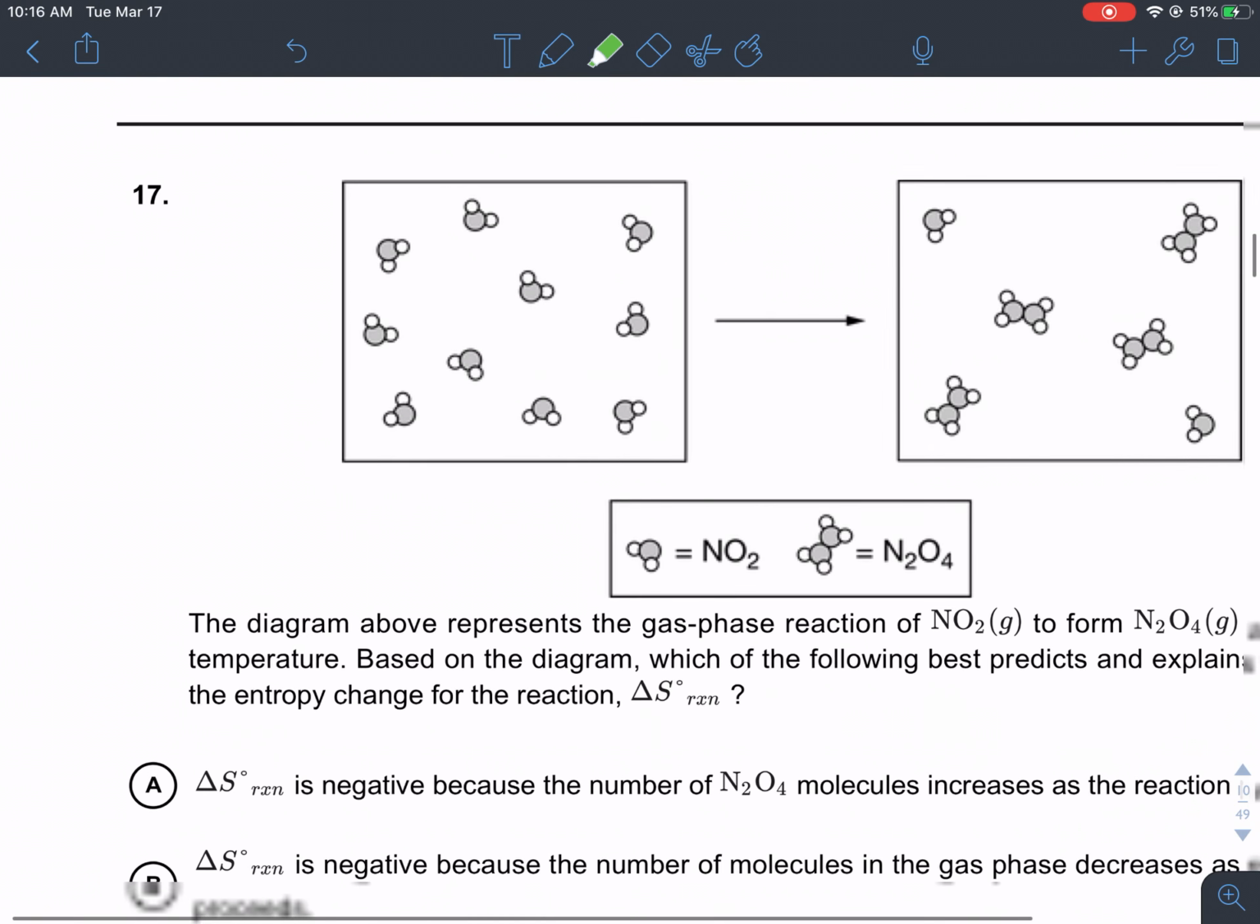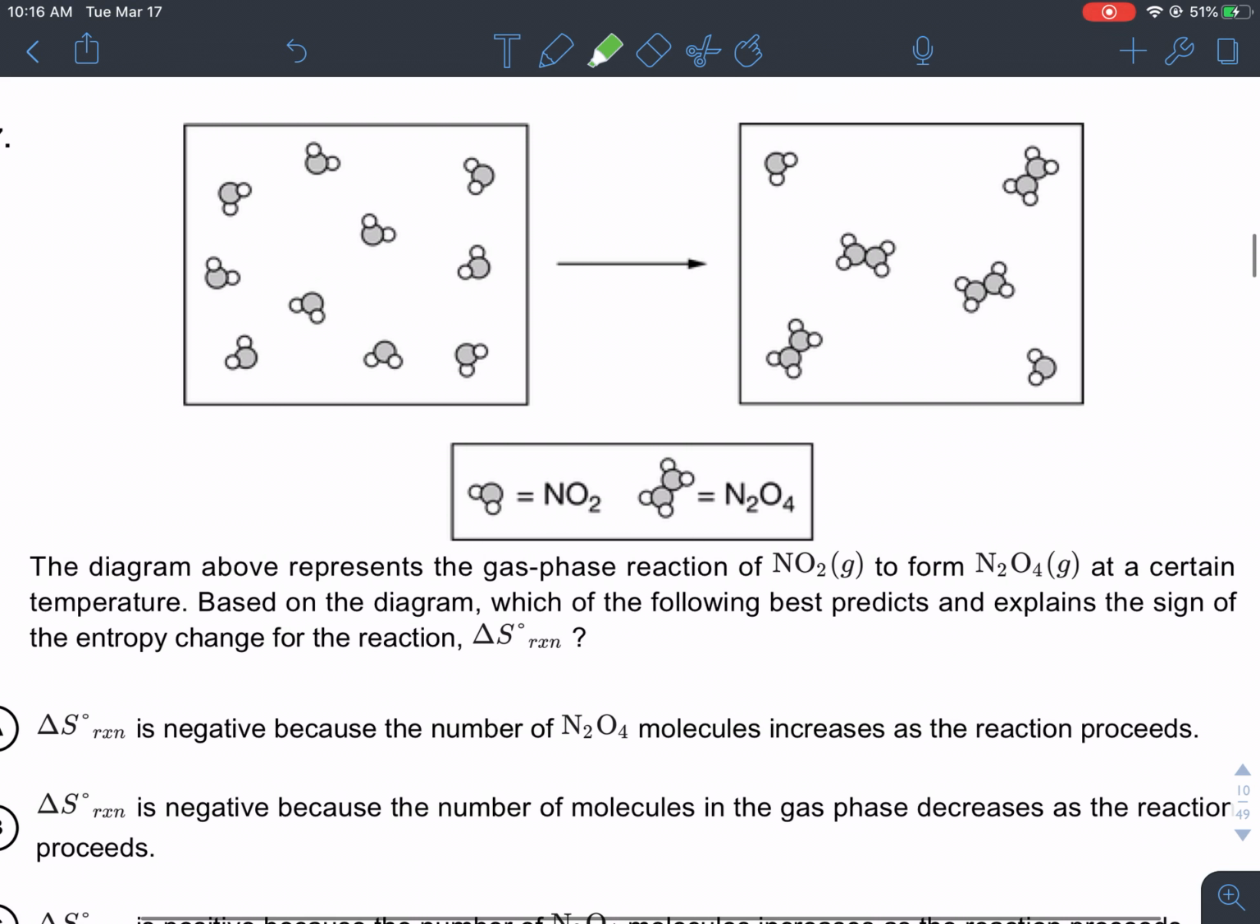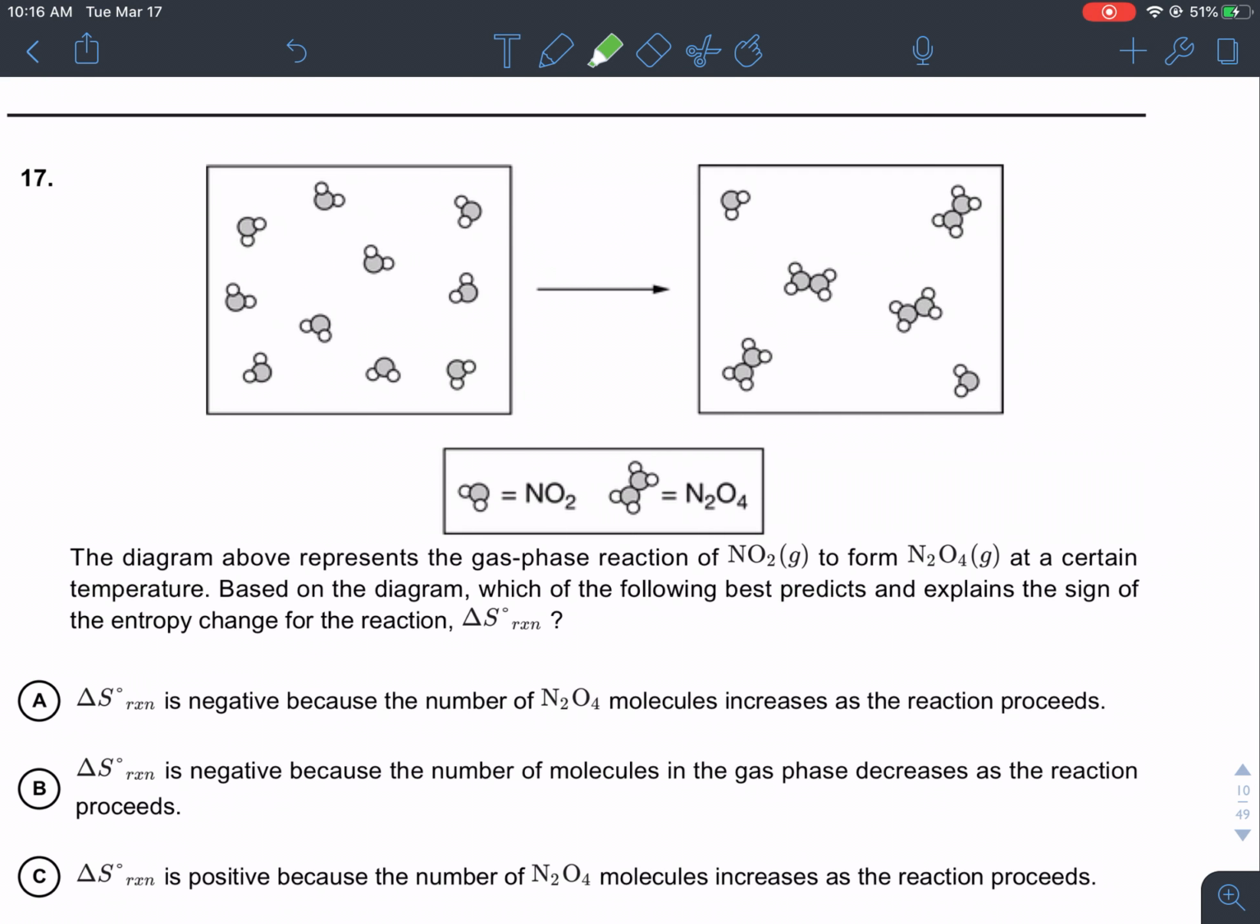All right, let's look at number 17. What's happening? The NO2s are slowly becoming N2O4s. The diagram above represents the gas phase reaction of NO2 to form N2O4 at a certain temperature. Based on the diagram, which of the following best predicts the sign of the entropy change? There is less disorder. The more things you have, the more collisions there are going to be. There are fewer things here, so fewer collisions and less chaos. It's like people staying home because of the coronavirus.